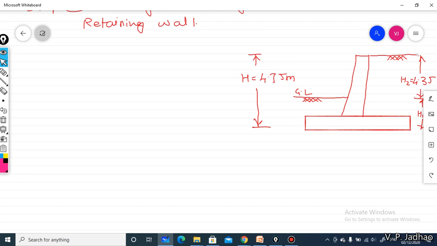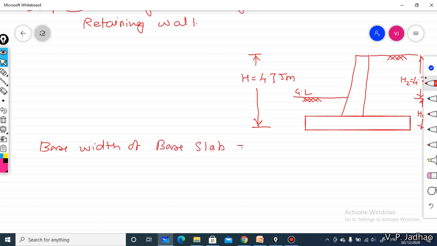First, we know the base width of the base slab is given approximately by 0.4 H to 0.6 H. So this is equal to 0.4.